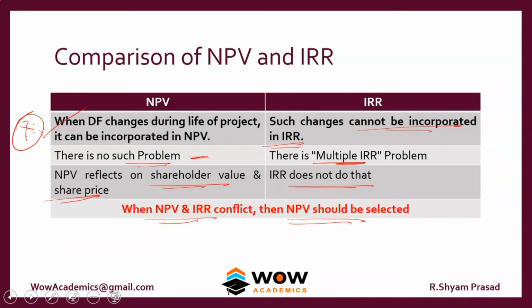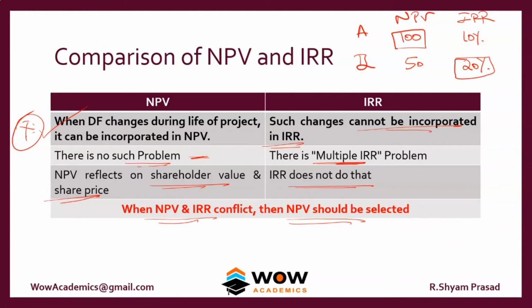Put it like this. Assume there are two projects. Project A is there, Project B is there. Both have an NPV and IRR. A gives you 100 NPV and this one gives you 50 NPV. IRR here gives you 10%. This one gives you 20% IRR. Which one will we select? As per NPV you will select A. As per IRR you will select B. Now when they give conflicting answers, which one do you select? IRR is a poor method, NPV is the right method. So select NPV. That's how it works.